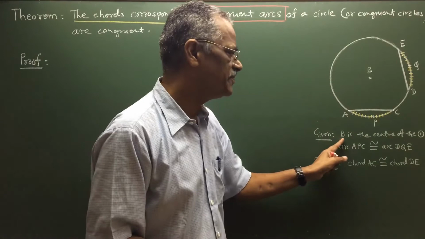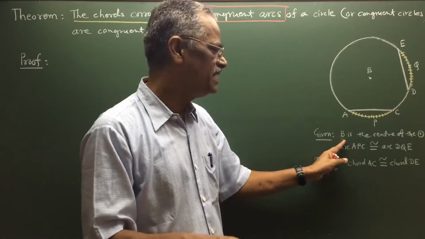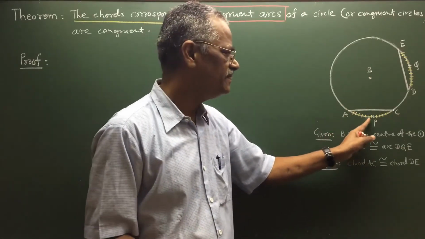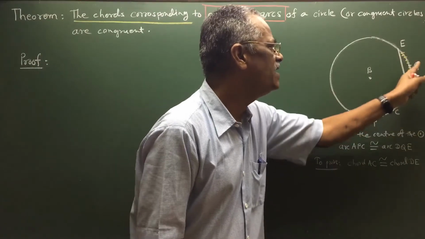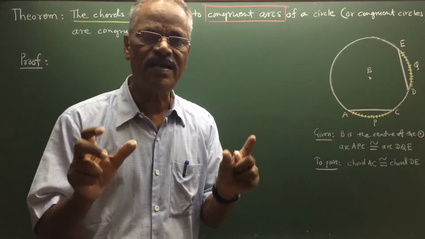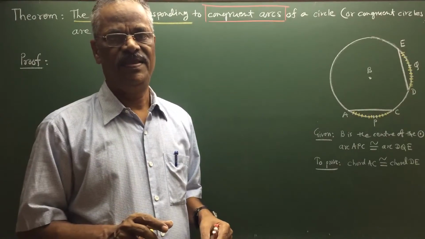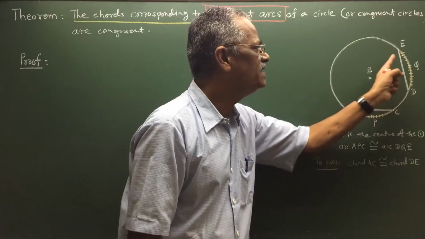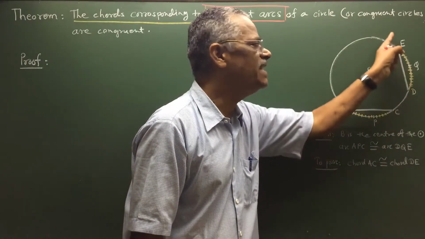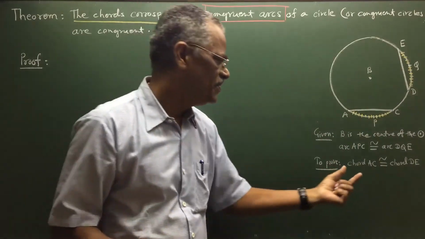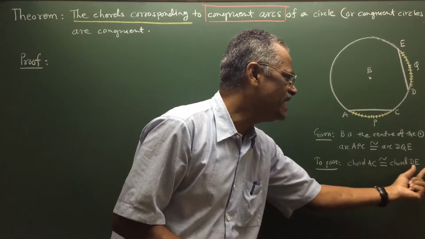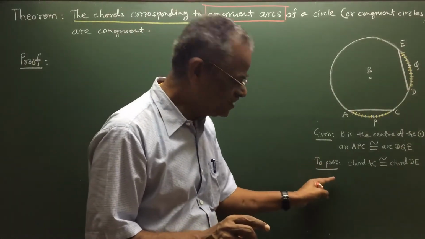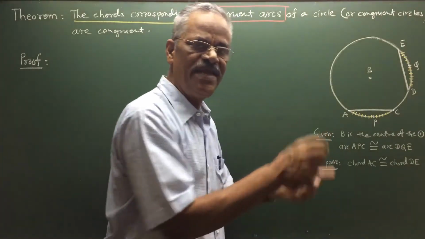So what is given there? The center is B, and in that circle arc APC and arc DQE, two arcs are congruent, that is given. The corresponding chord is AC, and the next corresponding chord is DE. We have to prove that chords AC and DE are congruent. That is what we are going to prove, and we write here given.